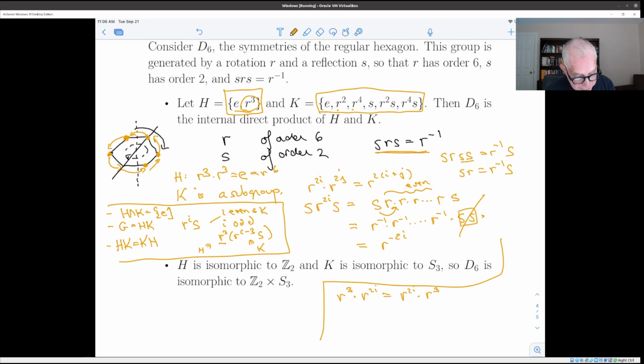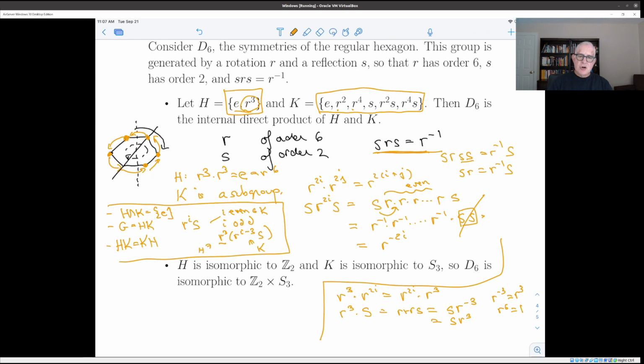What about the ones that involve S? Well, R cubed times S, and again, I'm going to use this formula here. This is RRRS, and each time the S moves past an R, it turns it into its inverse. So this turns into S R to the minus 3. But R has order 6, so R to the minus 3 is the same as R cubed, because R to the 6th is 1. So this is equal to S R cubed, and that implies that R cubed commutes with all of these elements.